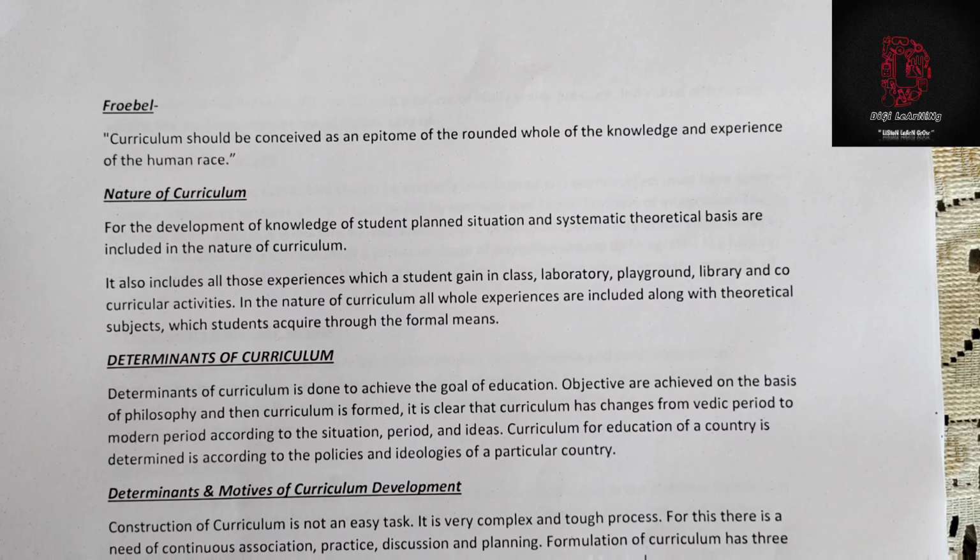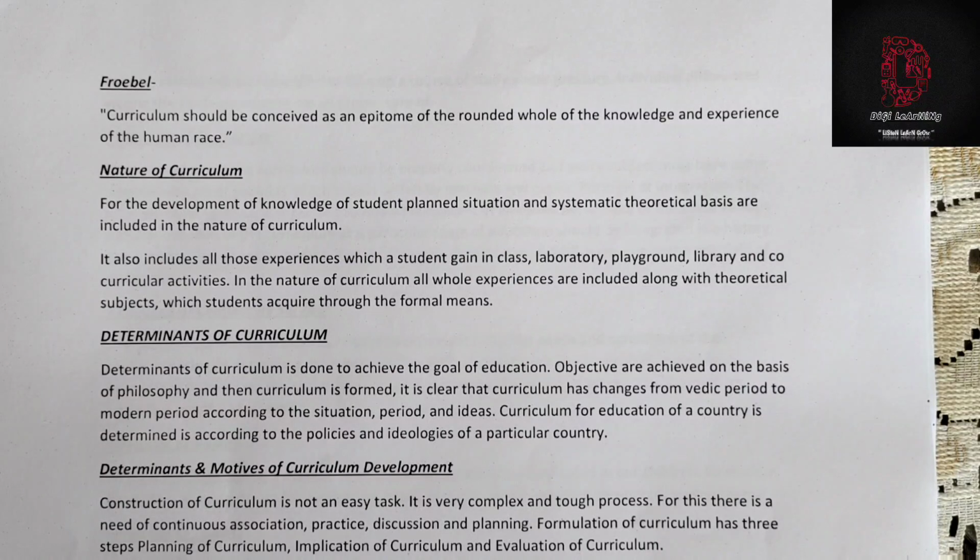Okay, next is the determinants of curriculum. Determinants of curriculum is done to achieve the goal of education. Objectives are achieved on the basis of philosophy and then curriculum is formed. It is clear that curriculum has changed from the Vedic period to the modern period according to the situation, period, and ideas. Curriculum for education of a country is determined according to the policies and ideologies of that particular country.